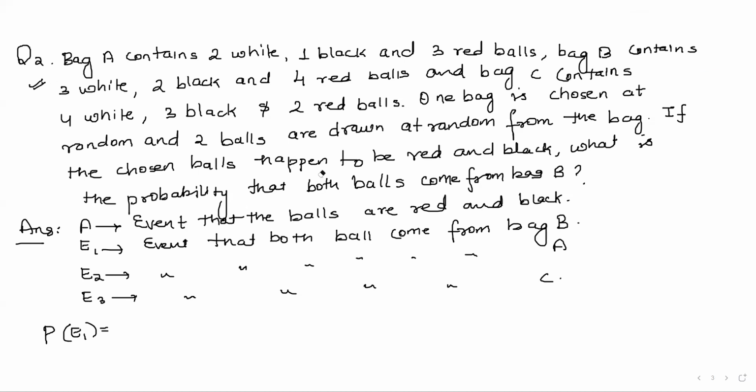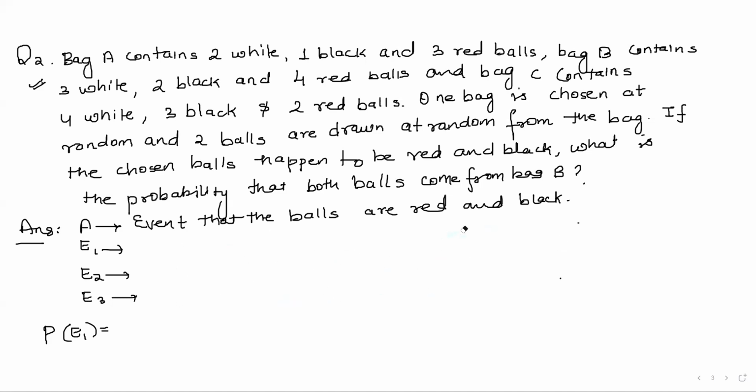Nabil, it is better if you take it like this. Let A be the event that the balls are red and black. And what they are asking is the probability that both balls come from bag B. So suppose you take bags A, B, and C. They are saying find out this one: the probability that both balls come from bag B given A, that is, P(E2 by A). Okay, they are asking us to find this one.